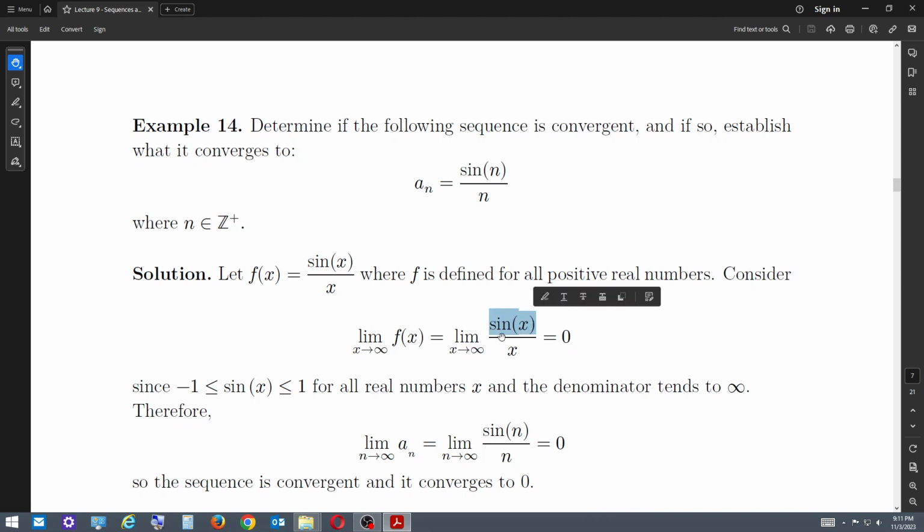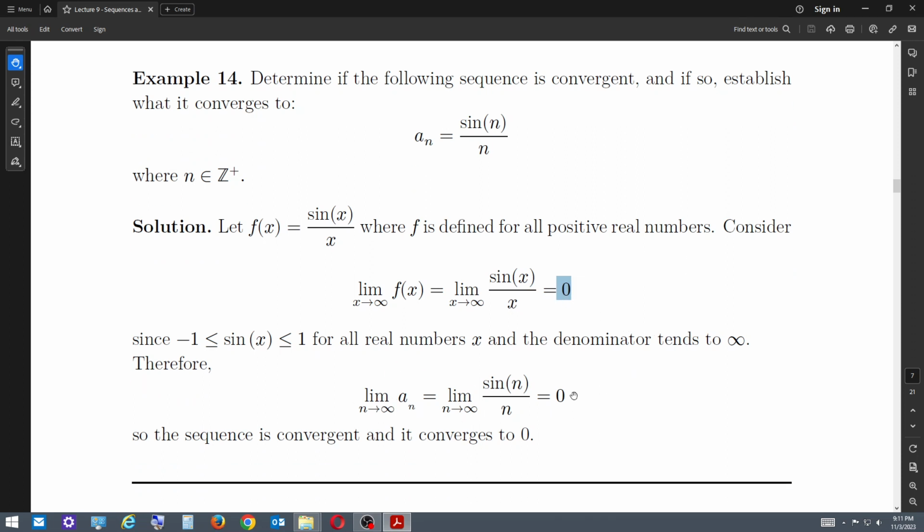Sine x is bounded between minus 1 and 1. And so you have something on top that is between minus 1 and 1, but the denominator goes to infinity. So something finite over something infinite is 0. Hence, the limit of an as n goes to infinity through integers, this is also 0, and therefore the sequence is convergent and converges to 0.